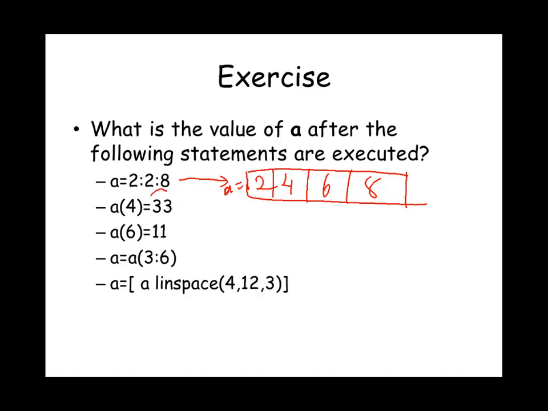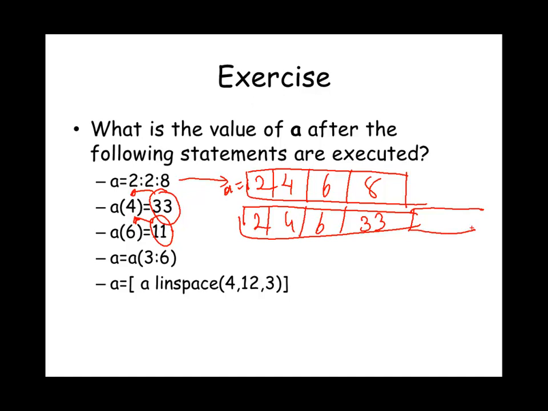In the next example, we are taking the number 33 and storing it in the 4th element of vector A. So vector A will still contain 2, 4, 6. Now the 4th element will become 33. In the next statement, we are taking number 11 and storing it in the 6th box of vector A. MATLAB will automatically extend vector A to contain 6 elements, and it will store number 11 in the 6th entry. The 5th entry, which was automatically created, will contain number 0.